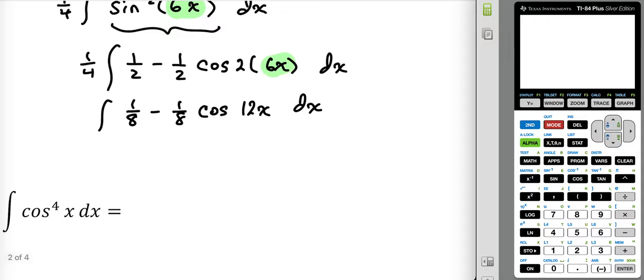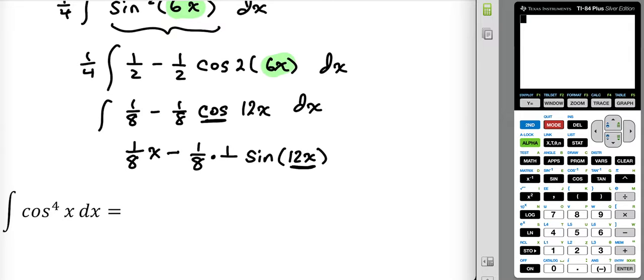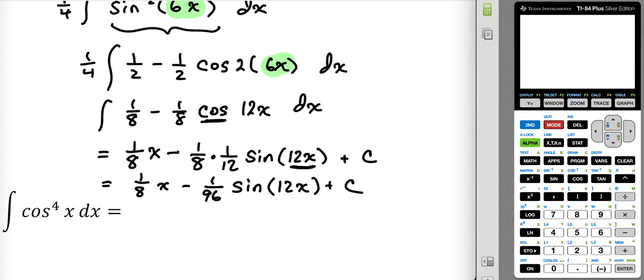Now when I integrate, I'm going to get 1 over 8x minus, I got the 1 over 8, cosine becomes a negative, cosine becomes positive sine. We have sine of 12x, and because the argument here is linear, we just have to correct for it by multiplying by the reciprocal. Plus c, and that should be our indefinite integral. I could clean it up just a smidge more: 1 over 8x minus 1 over 96 sine 12x plus c, and that should be it.